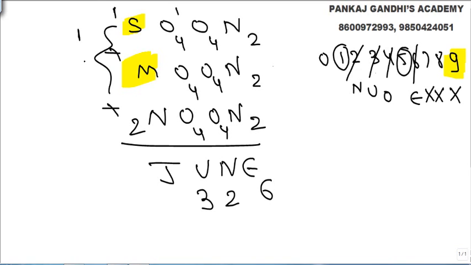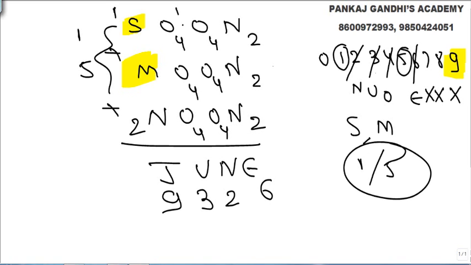Out of S and M, one of them is 1 and one is 5. 5 and 2, 7 and 1, 8. We don't know which one is which, we cannot be sure about that. But what we can be sure is N is 2. 2 plus 2 plus 2, 6.